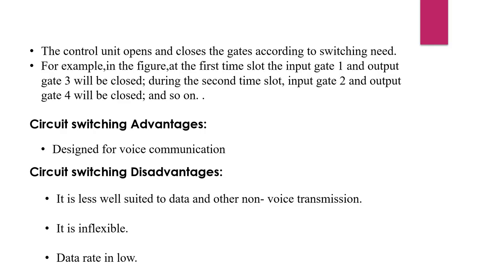The control unit opens and closes the gates according to the switching need. For example, in the figure, in the first time slot, input gate 1 and output gate 3 will be closed. Closed means the data will be transferred from 1 to 3. Likewise, during the second time slot, input gate 2 and output gate 4 will be closed. That means device 2 on the left hand side transfers the data to the fourth device on the right hand side. Likewise, it will be done for the remaining devices.